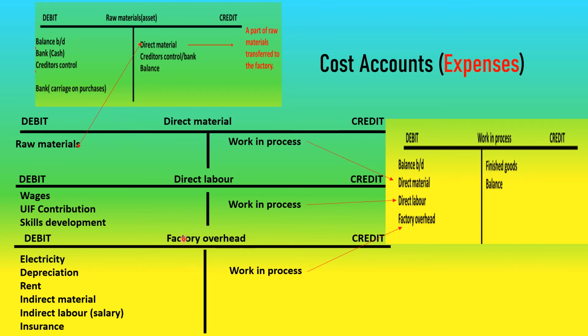Then we have factory overhead costs. Now factory overhead costs include our indirect material costs, indirect labor costs, as well as all other costs that have been incurred in the factory, such as electricity, depreciation, rent, insurance, and so much more. And then we're going to balance it off with working process on the credit side. Now, remember in the previous slide we were doing our working process general ledger account, and we said that we had our direct materials, direct labor, and factory overhead. You can see that this is all cross-referenced to all these respective accounts.